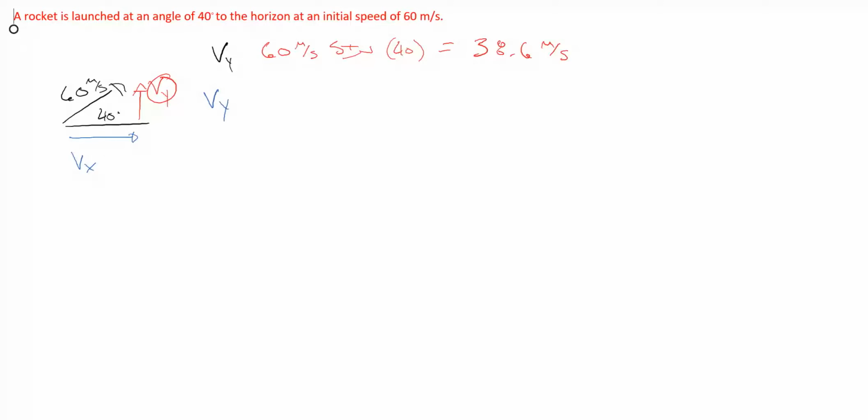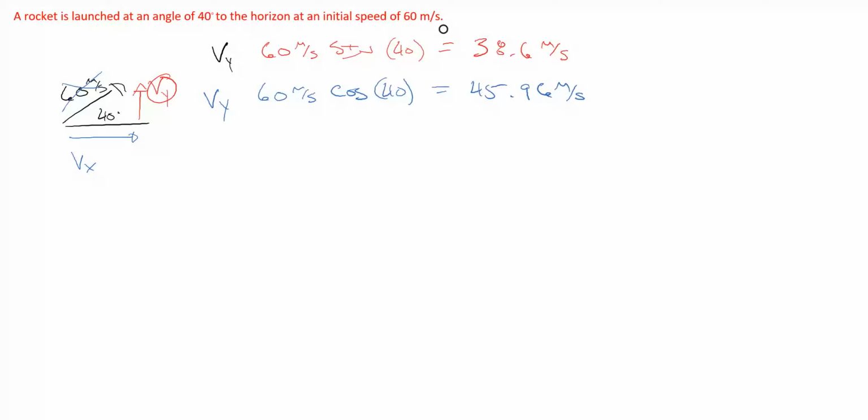Solving for our velocity in the X, once again, 60 meters per second. Now I'm looking for the component that is adjacent to my angle, so I'm going to use cosine. 60 times the cosine of 40 degrees gives us an answer of 45.96 meters per second. All right, so we've broken our velocity into its X and Y components. We no longer need that 60 meters per second. We don't use that anymore in the problem.